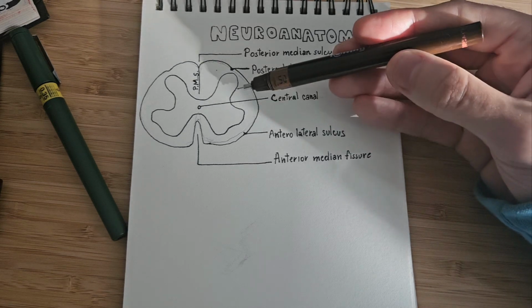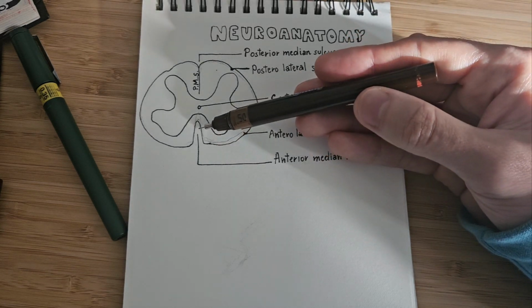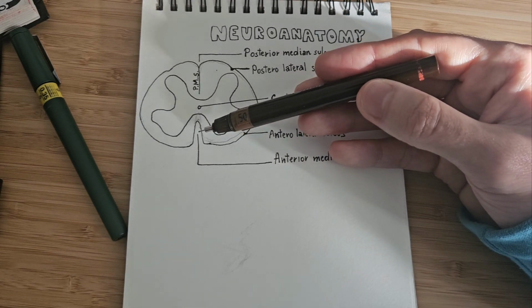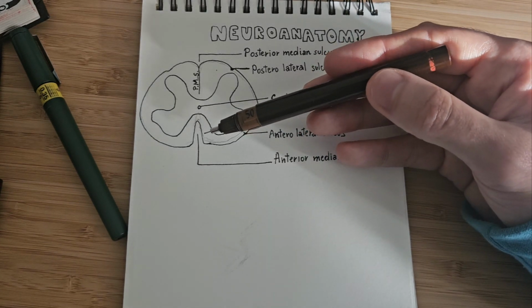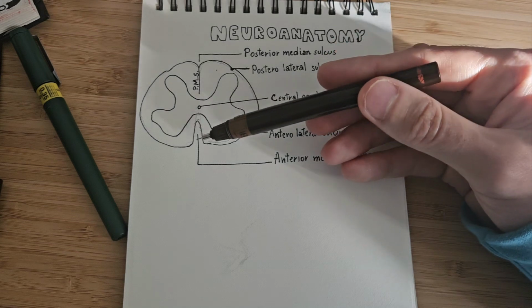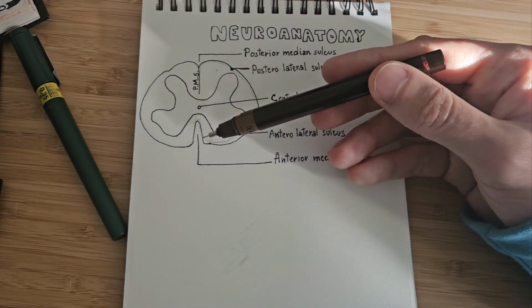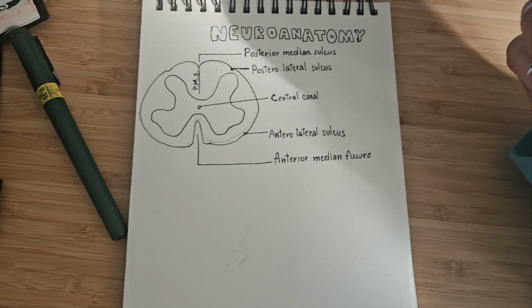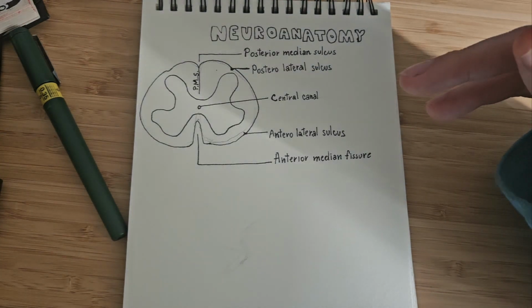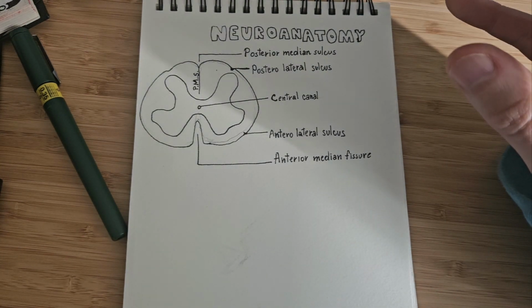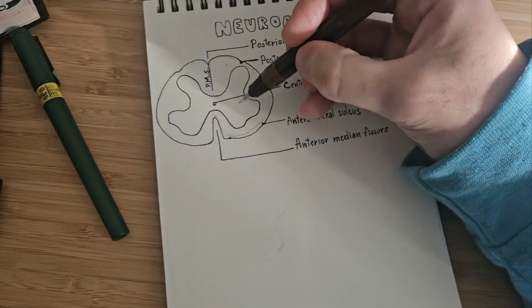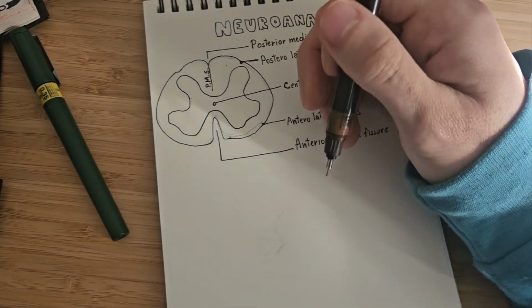Now, on the anterior aspect, you're going to find this fissure that is deepest, as you can see, and this is called the anterior median fissure. Okay, this is the first step. Then we have this structure here that looks like a butterfly, no?